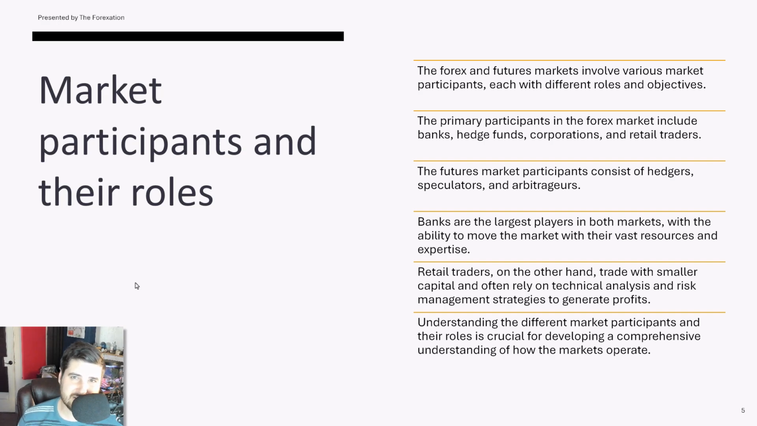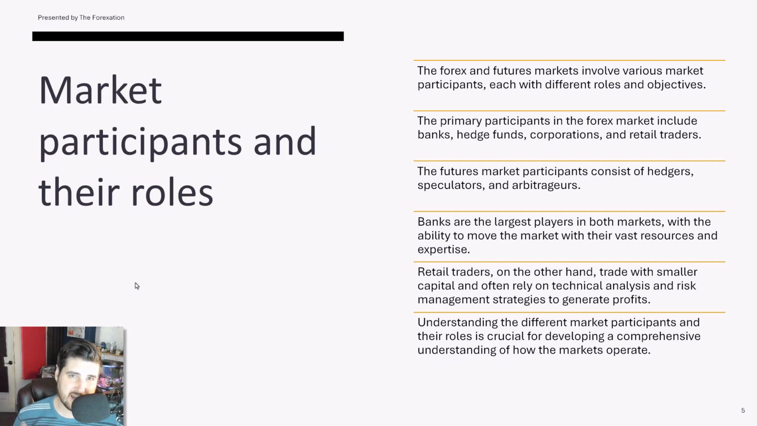You've got people like us, you've got the hedge funds, and then you've got the bigger capital, which could be the banks as well if they're protecting their money, or it's just the market makers, right? Now, banks are going to be the largest players in both of these markets because they have the ability to move the market with their vast resources and expertise. So you, as a trader, want to understand what dumb money is doing and how you can get in line with the banks, the people that most of the time win, and you want to ride with them. And that is what we're going to teach you in the long run over here.